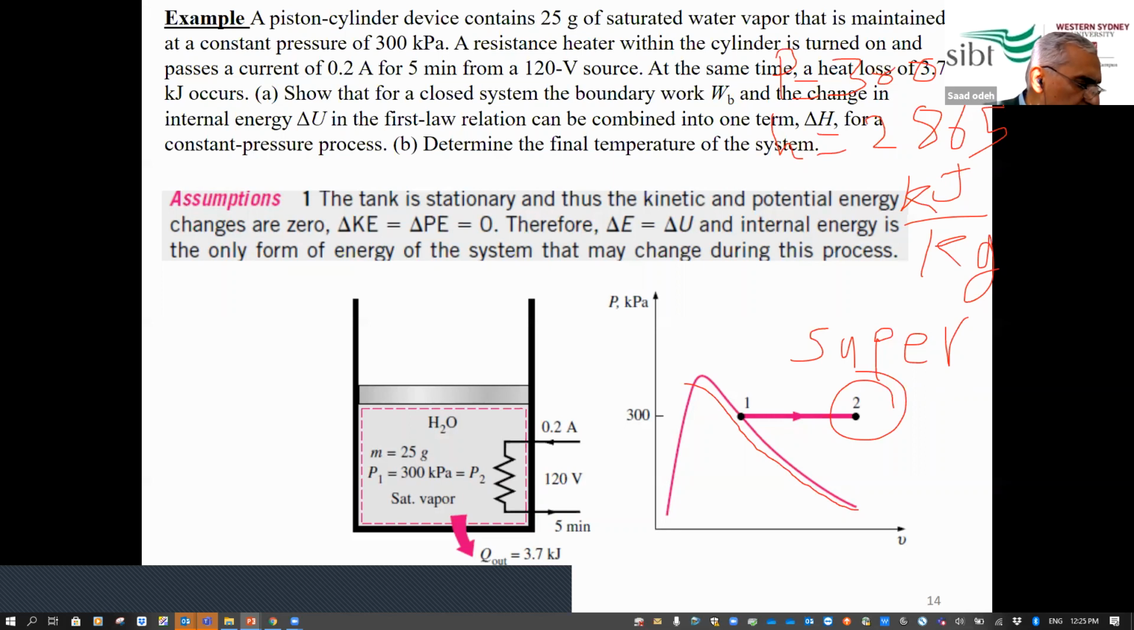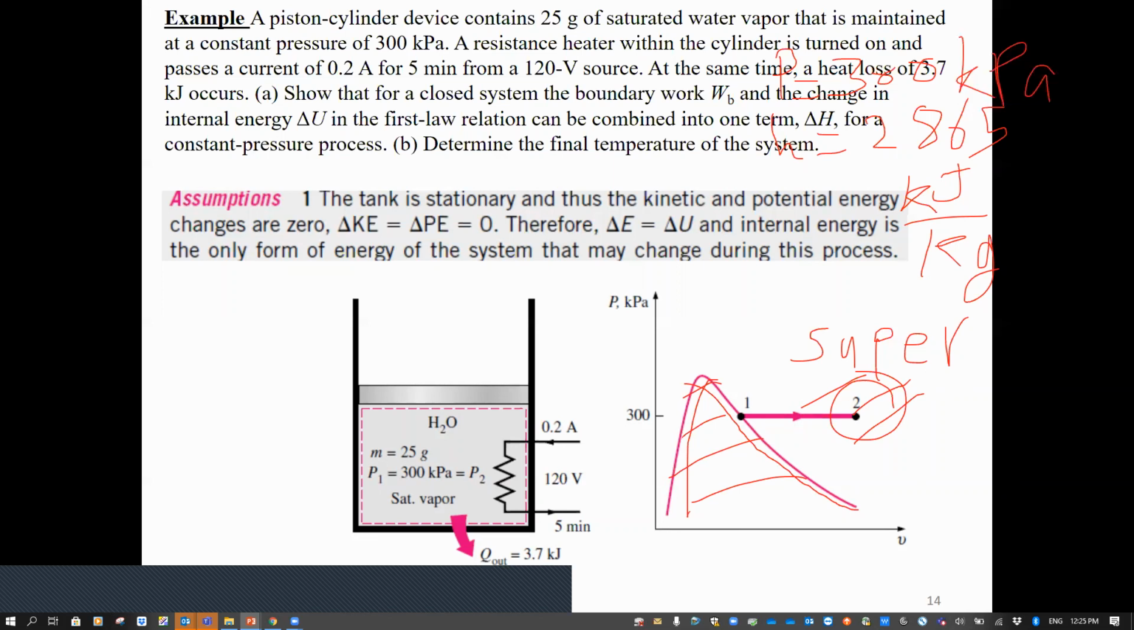For this region, we have tables 4 and 5. In this region, we should use table, which one? 6, yep, for superheated. Okay, so remember now, we have pressure 300 and H 2865. So let's put it on the paper: 2865, and pressure is 300 kilopascal.